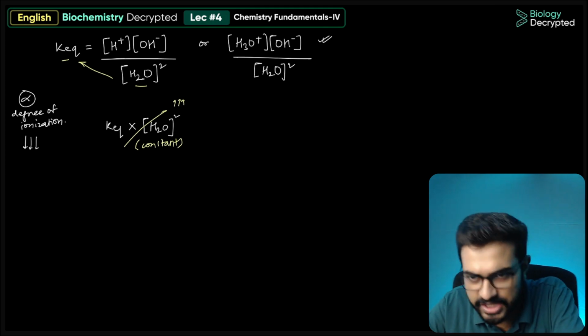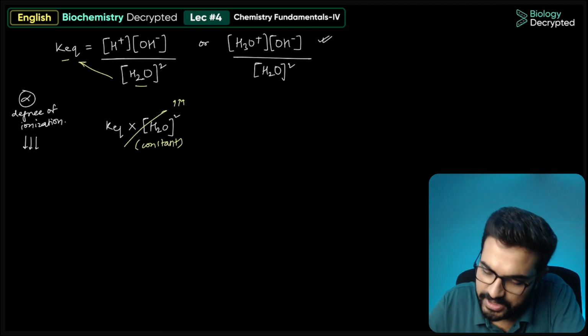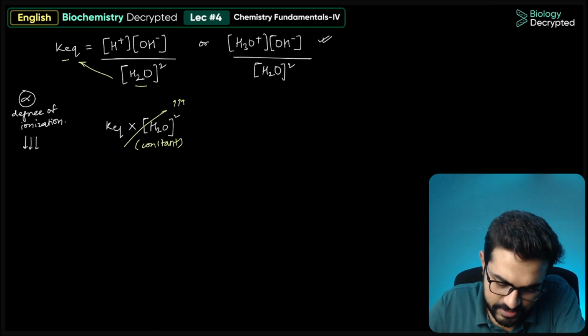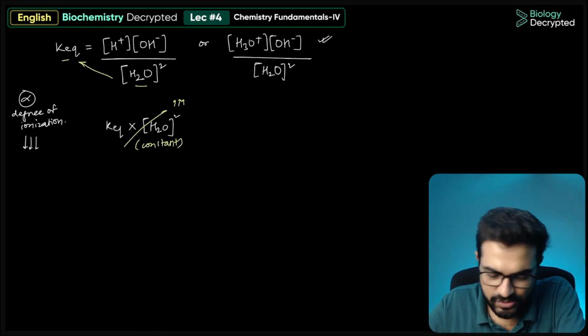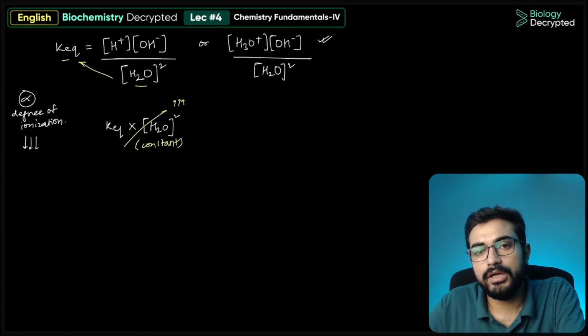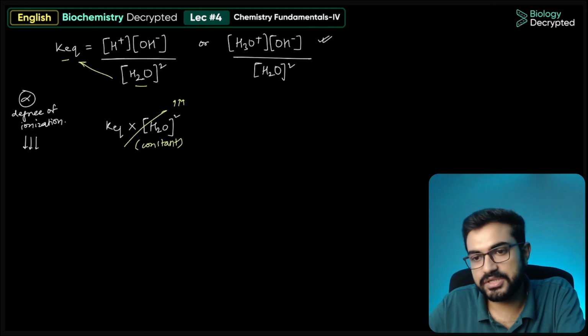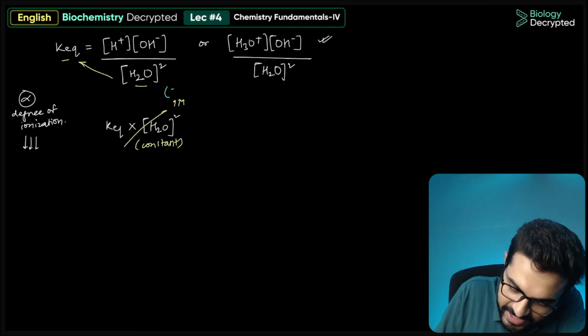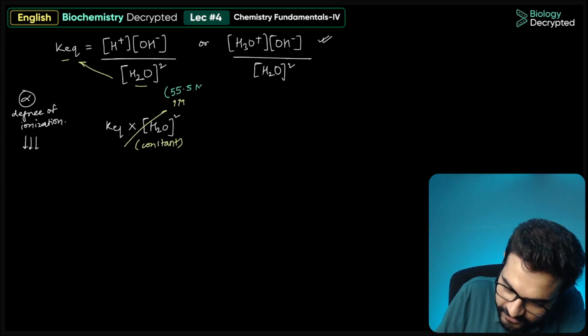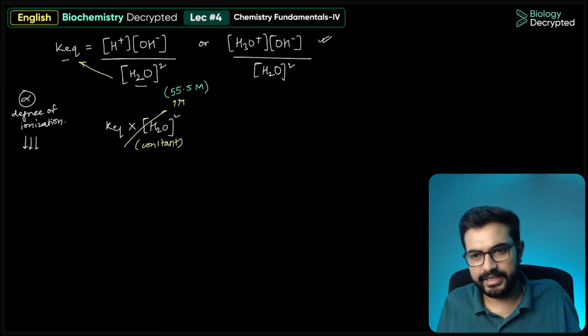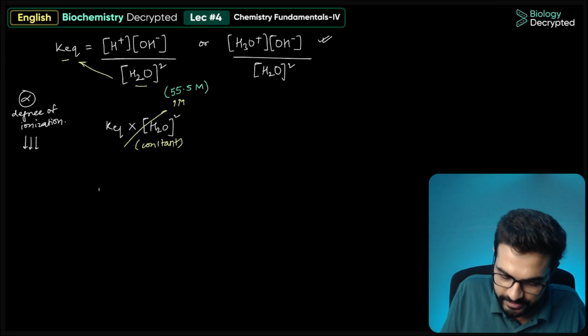This doesn't change, since the actual degree of ionization of water is very small. If we compare it to the concentration of water that is available, the water concentration is actually very high, and this value is found to be 55.5 molar. How can we calculate it? Well, let me tell you one important thing.